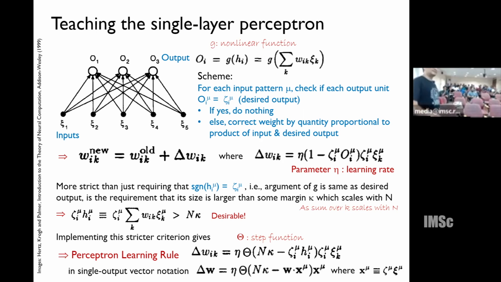So the scheme was that your output function is given like this. For each input pattern, you check if each of the output units is giving the desired output. If yes, then you've already solved the problem. You don't do anything. If not, then you correct these weights by a quantity which is proportional to the product of the input and the desired output. So basically, you make some small changes. You are basically learning from your errors.